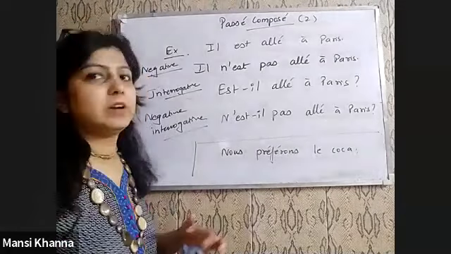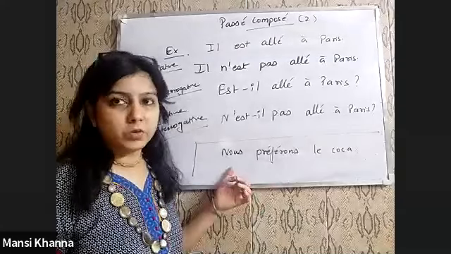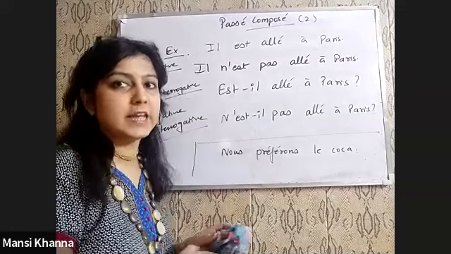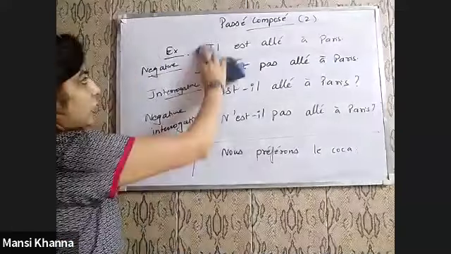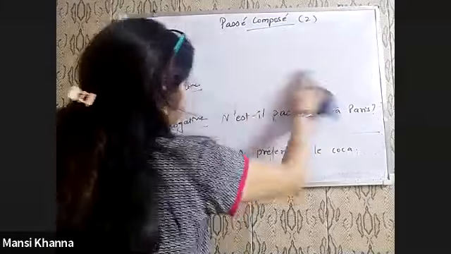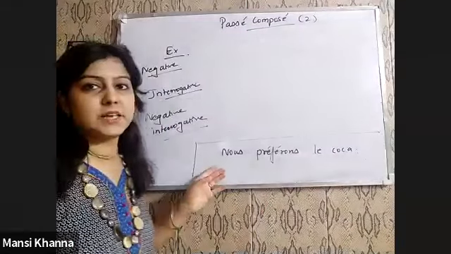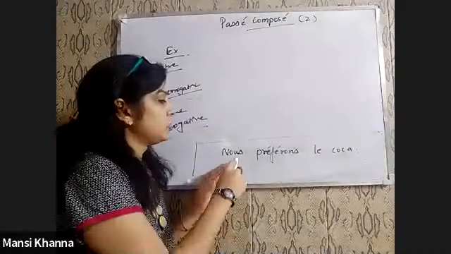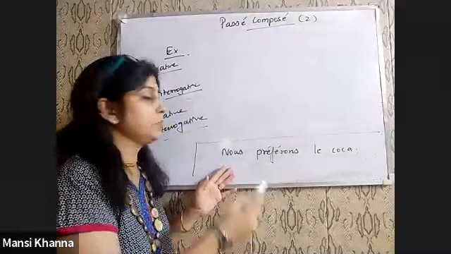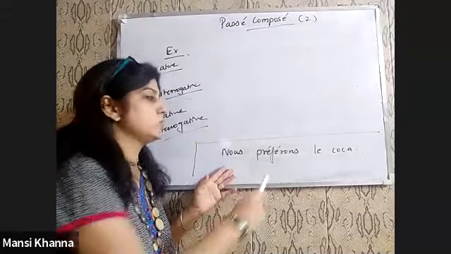Now I will discuss how we will convert this sentence into all these four forms that I have listed above. First one would be simple past tense. If this is the sentence, nous préférons le Coca, we prefer Coca-Cola. Here, the verb in the sentence is préférer.